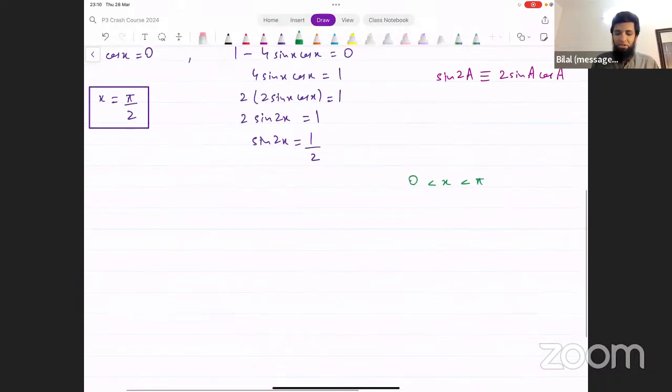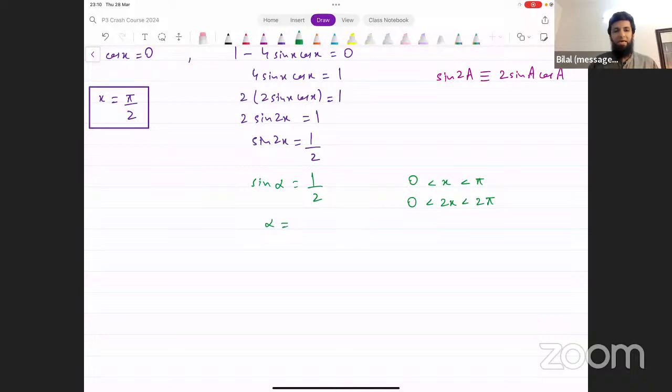The angle here is not x. The angle is 2 times x. What's the interval for 2x? The interval for 2x is from 0 to 2 pi. So when you're looking for angles using quadrants, you have to make sure that you look for angles from 0 to 2 pi, right? One full circle.